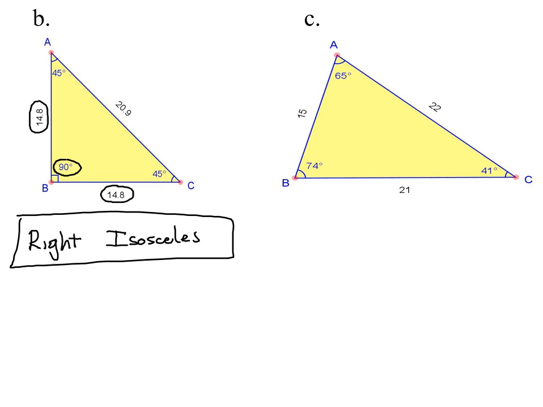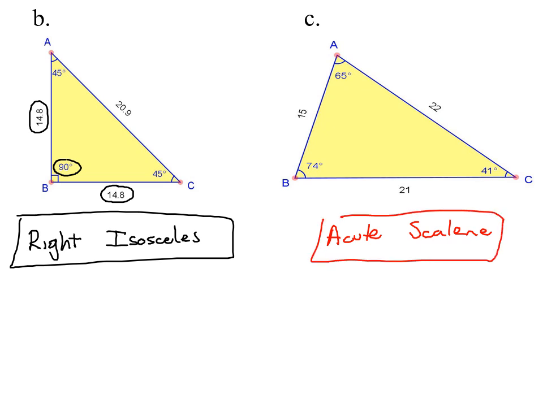Part C, every angle again is less than 90, so this is acute. And every side is different. One of them is 15, one's 21, one's 22. If everything's different, it is a scalene triangle. This is an acute scalene triangle.